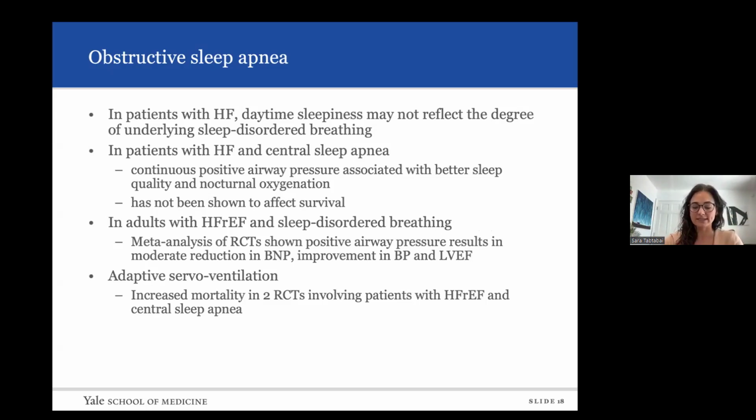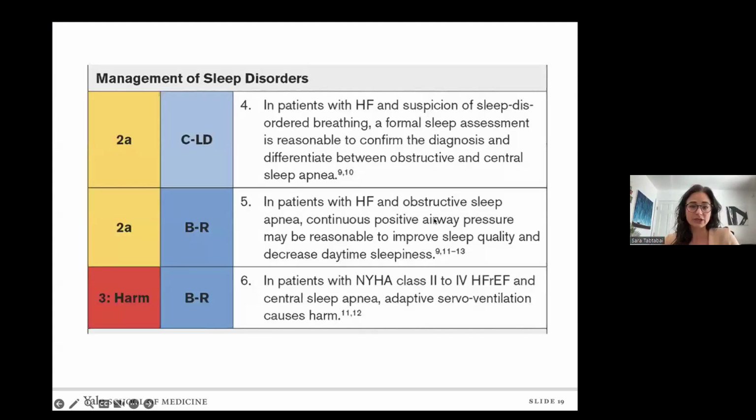But I think there's lots of reasons to think about screening patients for sleep apnea. Adaptive servoventilation has shown increased mortality in 2 randomized controlled trials involving patients with HFrEF and central sleep apnea, so that is not recommended. It's really just the positive pressure ventilation.